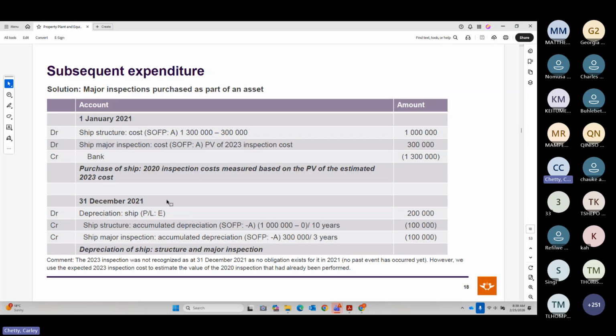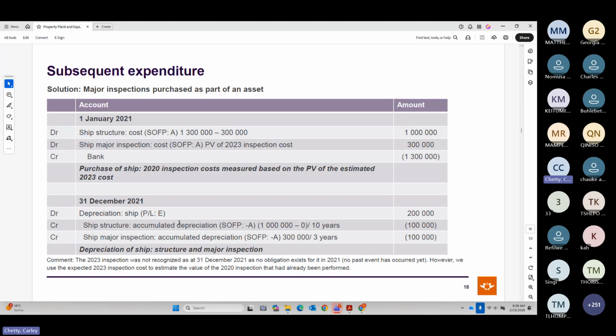On 31 December 2021, we need to provide for depreciation on the ship. But we're going to depreciate these two parts separately because the inspection has a different useful life to the structure.